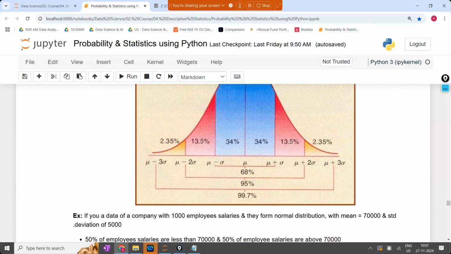Now, next question. Let us take the question like this. Mu is equal to 70, sigma is equal to 10. Write in the notes: mu is equal to 70, sigma is equal to 10, and it forms a normal distribution. Draw the diagram first for 70 and 10.